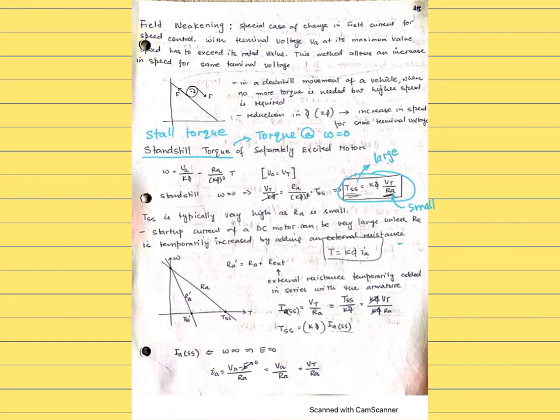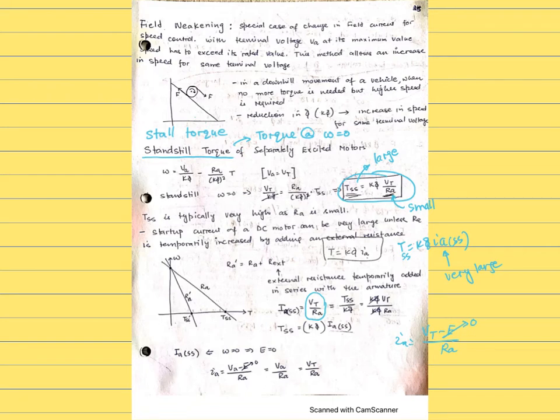And with that, now T equals K phi IA. So if this is large at standstill, we're expecting I_ASS to be very large. And what will that I_ASS be? It is only given by the voltage divided by the resistance, because at standstill there is no EMF induced. In general, IA is VT minus E over RA, but at standstill E is zero. So the current is only limited by the resistance at standstill.